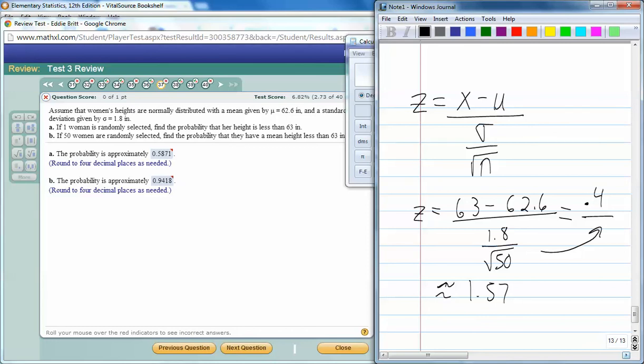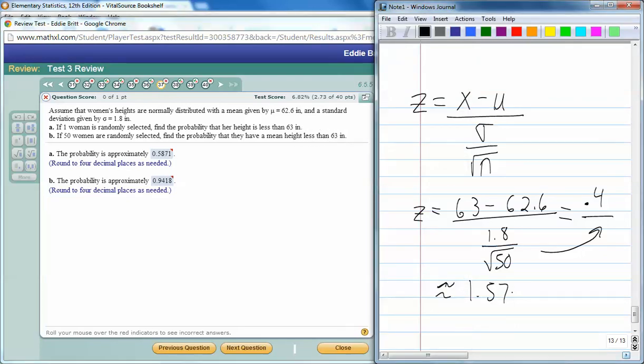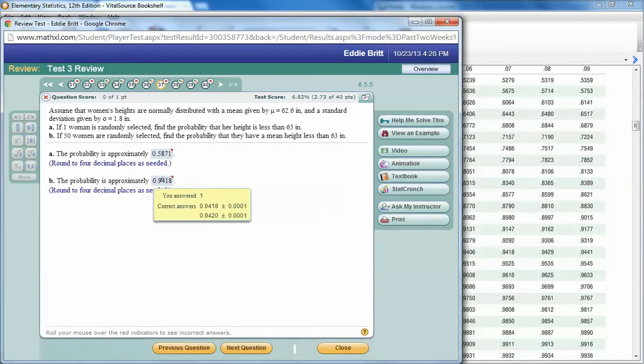Alright, so let's make sure that we have less than again in the problem, and it is less than. So we'll look up a z-score of 1.57 and take that answer that it gives us. So go to your z-score chart, go to 1.57, let's see, 1.5, that's 1, 2, 3, 4, 5, 6, 7, that's our answer, 0.9418. Alright, so the probability, 0.9418, right there.